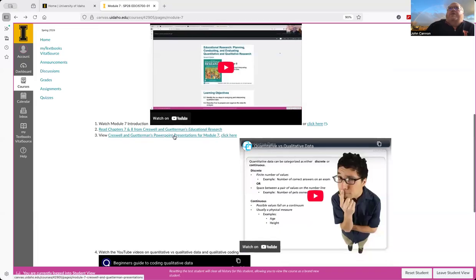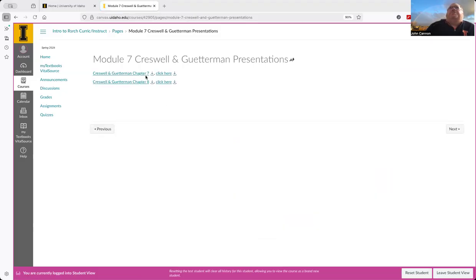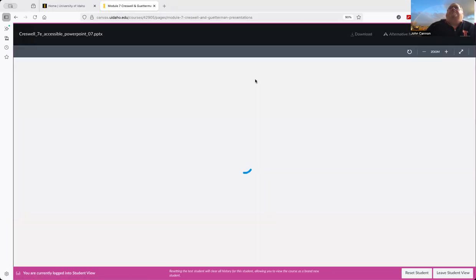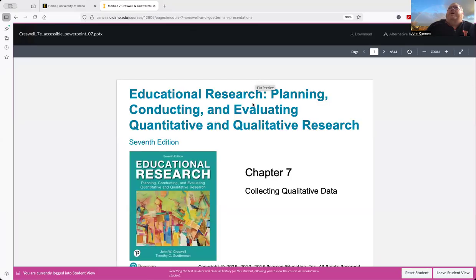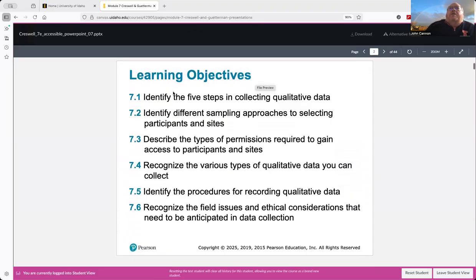And then the supplemental PowerPoints for chapter 7. And chapter 7 is collecting qualitative data. And the learning objectives are: identify the 5 steps in collecting qualitative data, identify different sampling approaches to selecting participants and sites. The third one is describe the types of permissions required to gain access to participants and sites.